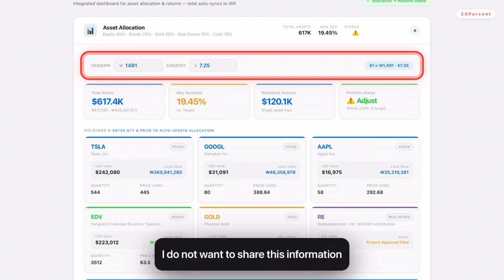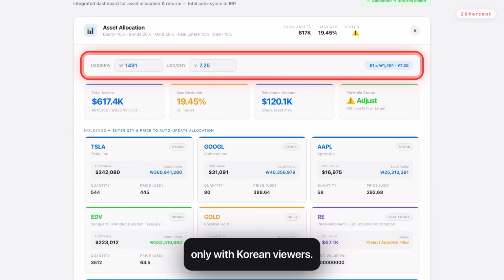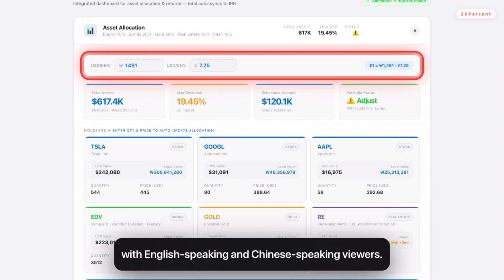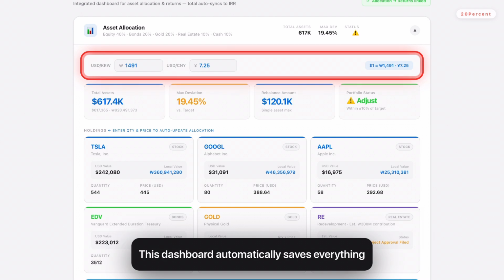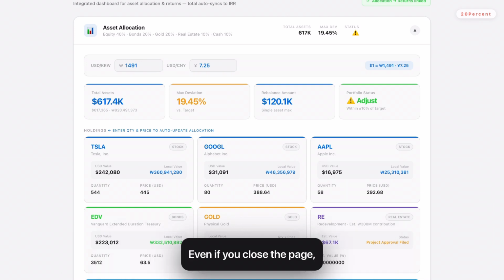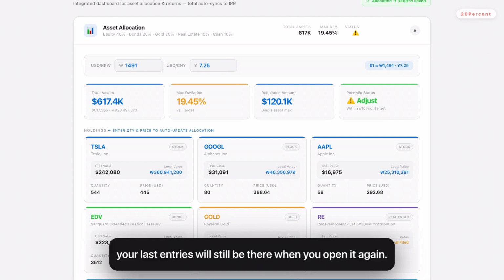I do not want to share this information only with Korean viewers. I also want to share the same information with English-speaking and Chinese-speaking viewers. This dashboard automatically saves everything you enter in your browser. At the top, you can see that the data has been saved. Even if you close the page, your last entries will still be there when you open it again.